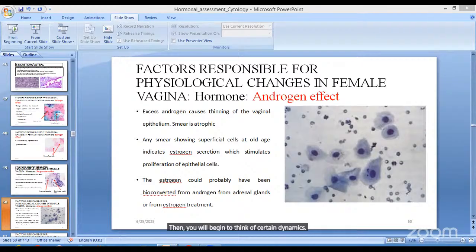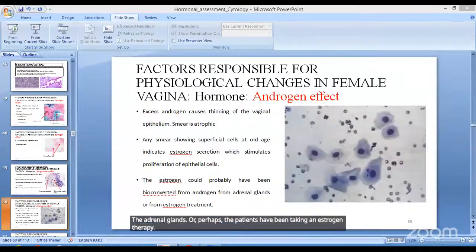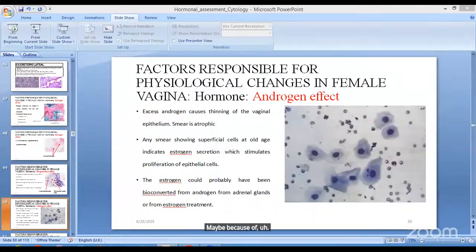That estrogen cannot be from the pituitary. It could be from somewhere else, maybe compensatorily from the adrenal glands, or perhaps the patient has been taking estrogen therapy, maybe because of cancerous conditions. So that's when you find androgen coming to this stage to compensate. And when it comes to this stage, you find atrophic immature cells, parabasal cells.